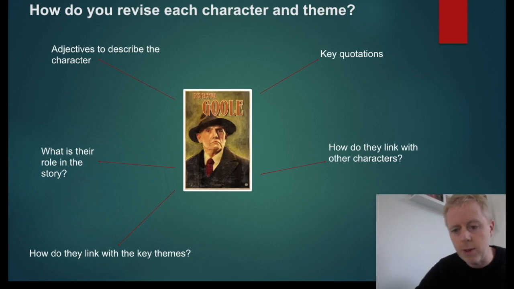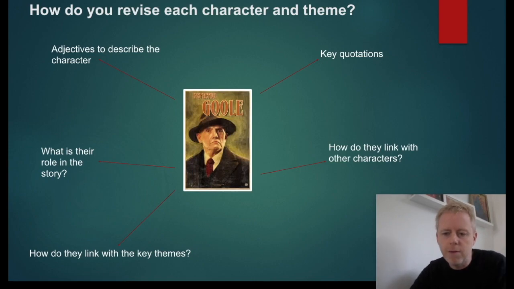How do they link with other characters? Well, the Inspector Goole is quite easy there. He links with every other character. He's the voice for Eva Smith, and then he interviews or interrogates one by one each of the characters, the Birlings plus Gerald.